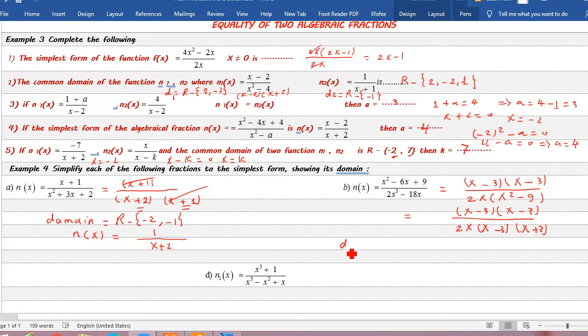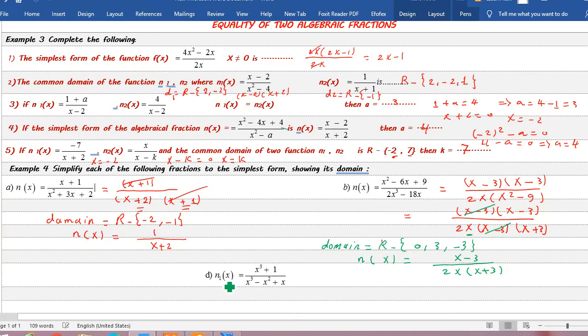The domain equals R difference. What is the domain? The domain equals R difference {x equals 0}, and take the opposite signs: 3 and negative 3. Make the simplest form: cancel x minus 3 with x minus 3. Then n(x) equals what? Equal to x minus 3 over 2x times x plus 3.